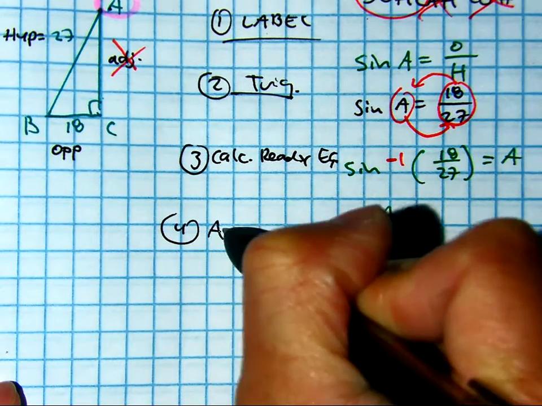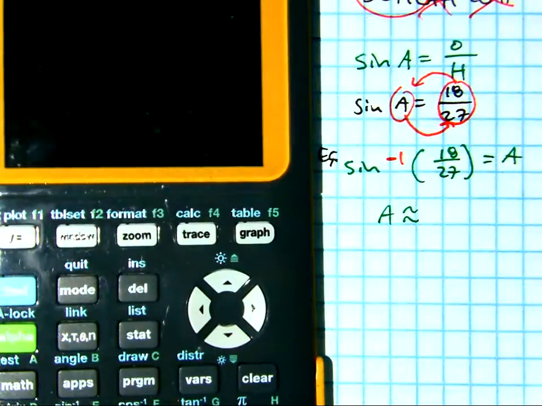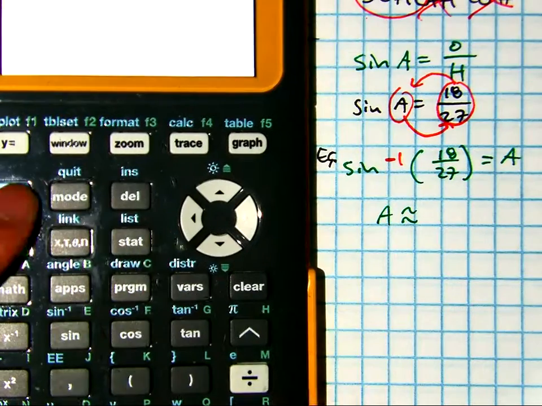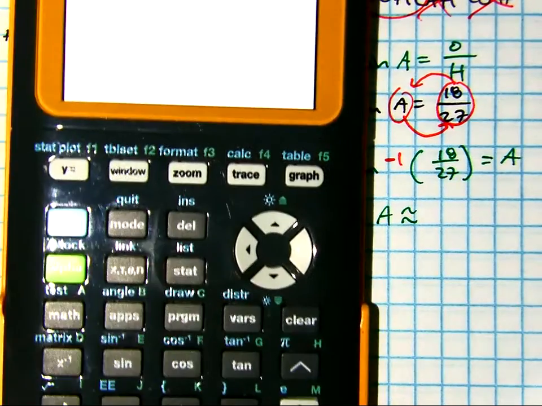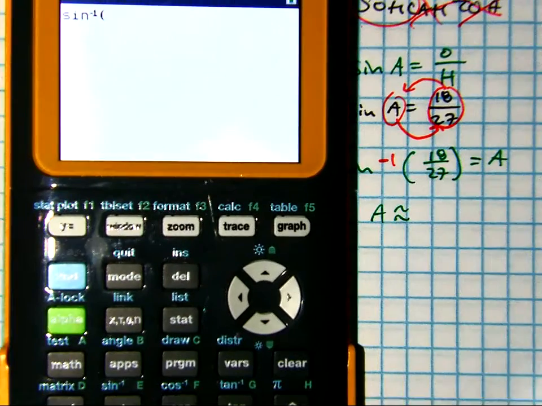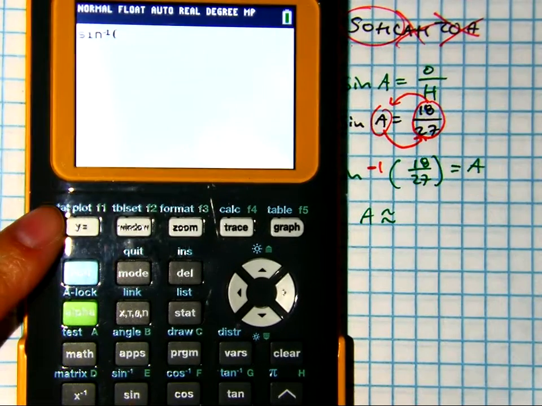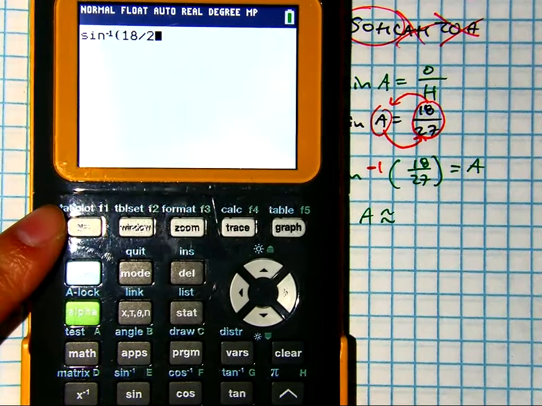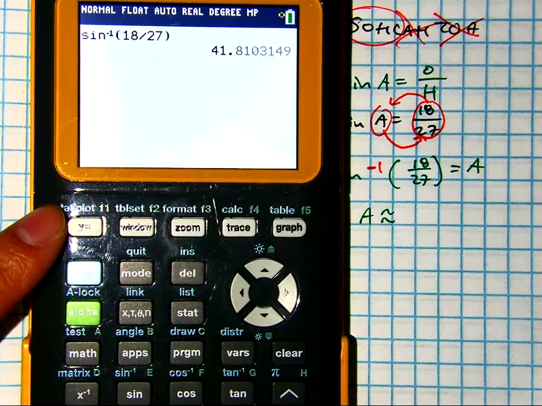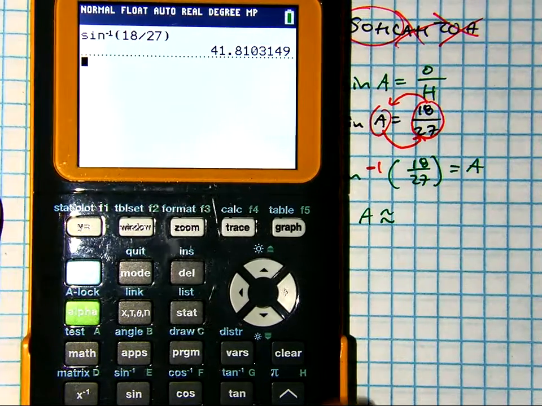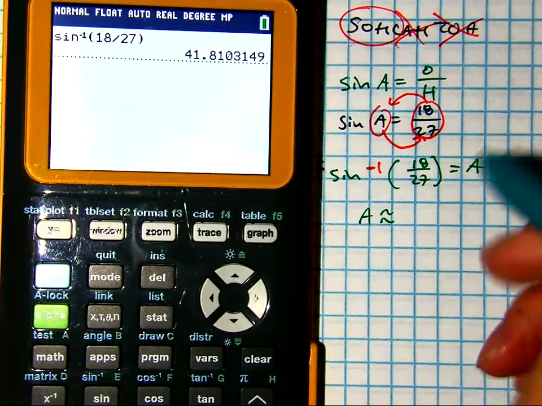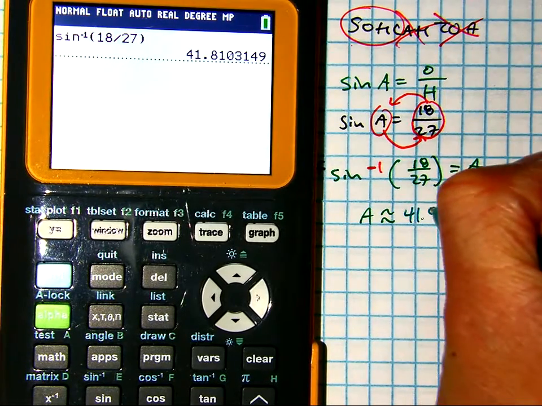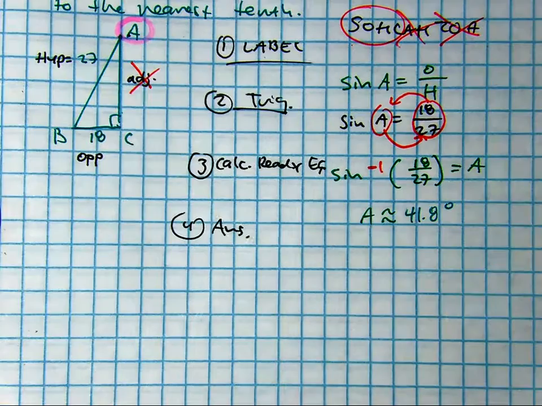Inverse of sine, so I press the second button and then the sine button. So that's what I pressed right there. And then 18 divided by 27. It tells us to round to the nearest tenth, so that is approximately 41.8 degrees. So our answer is A is approximately 41.8 degrees.